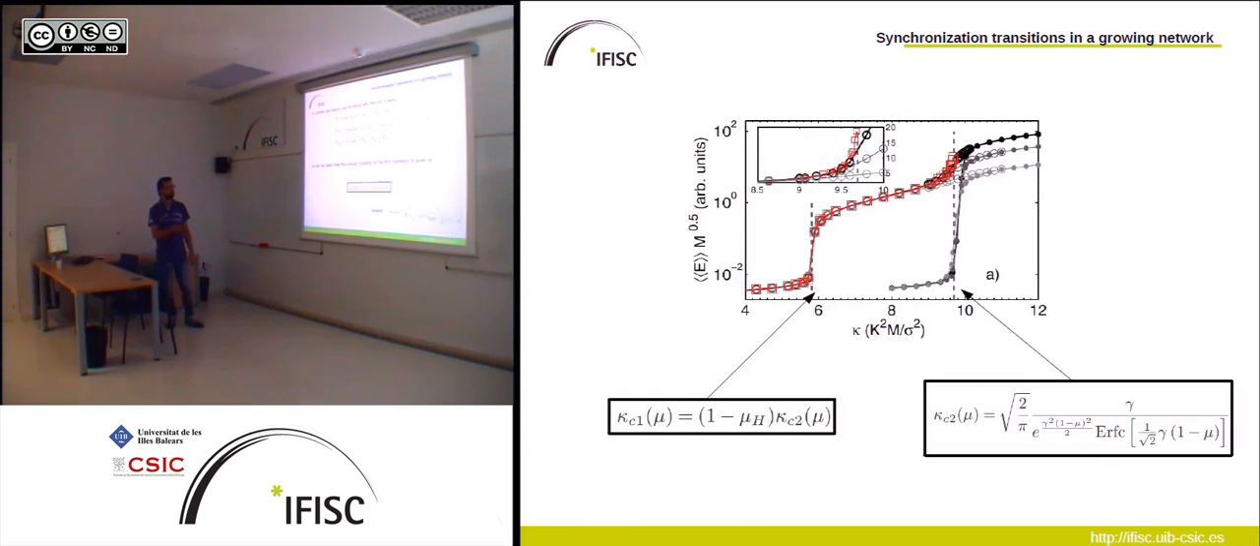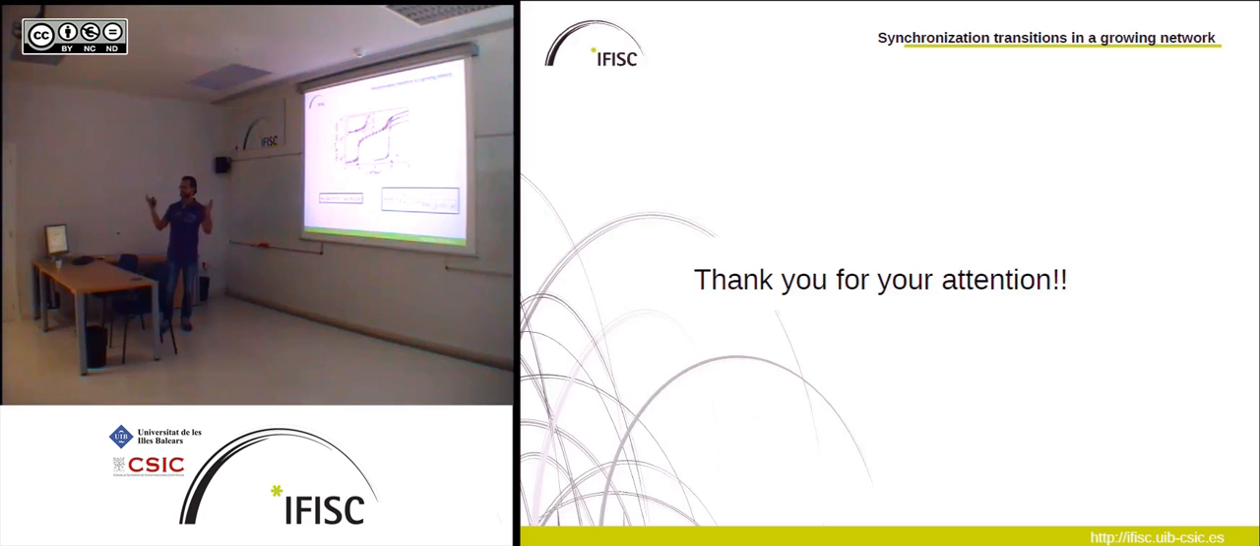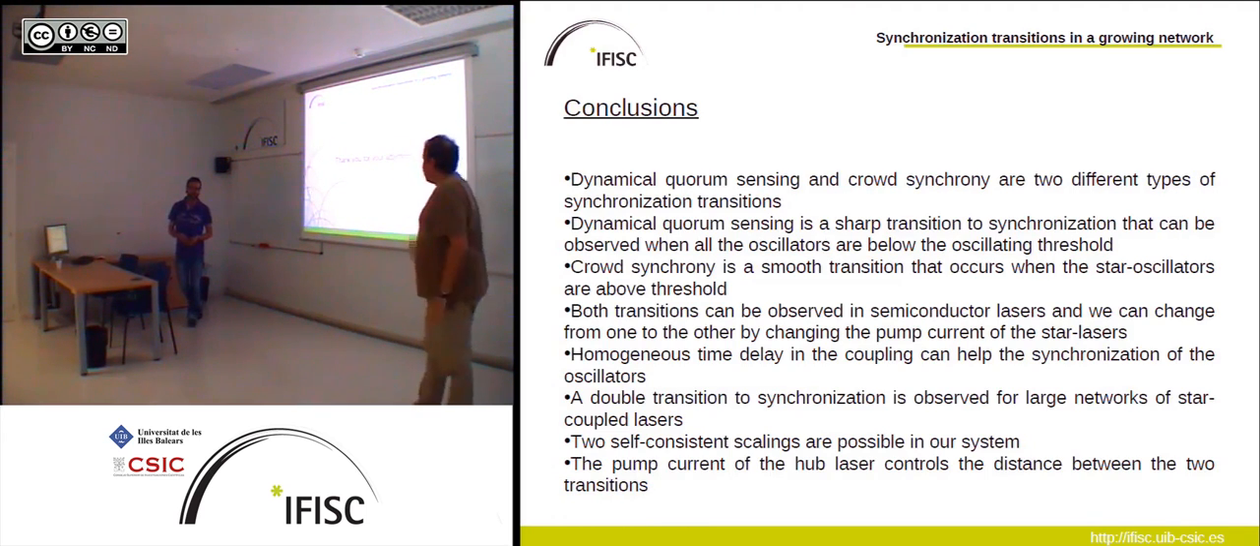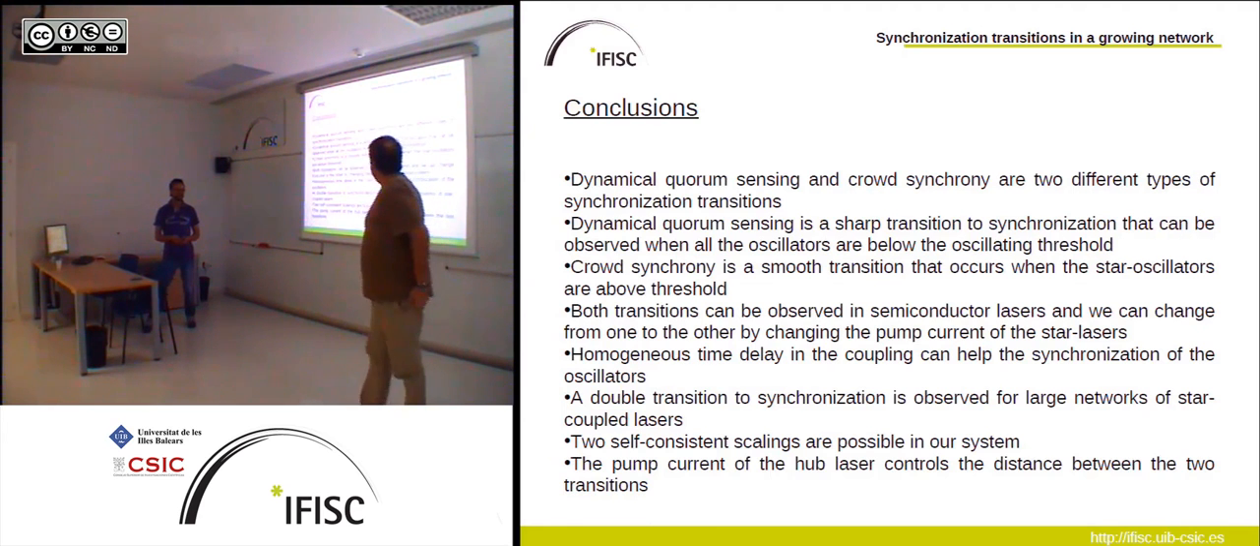So we found the analytical expressions. The main idea is that we could find the critical value where the second transition occurs and the critical value where the first transition occurs, and they are related to the pump current of the hub laser. Depending on the pump current of the hub laser, we could adjust the distance between these two transitions. So, I'm out of time.